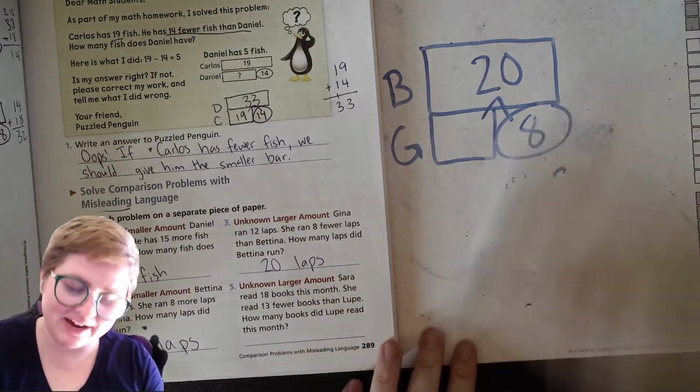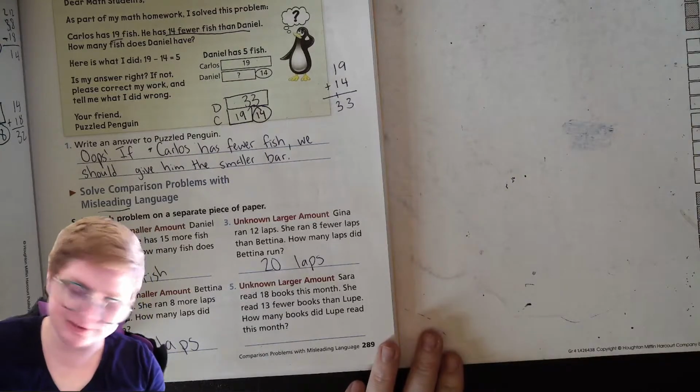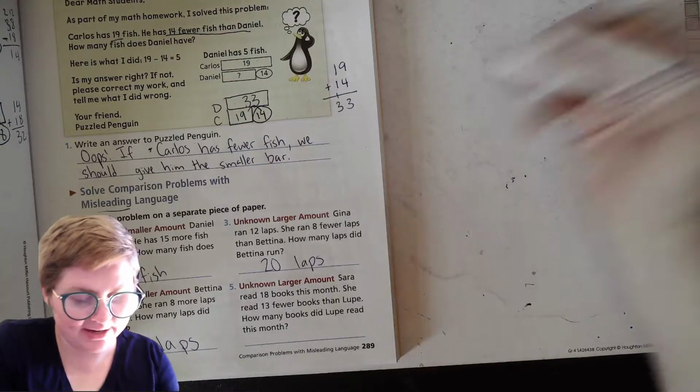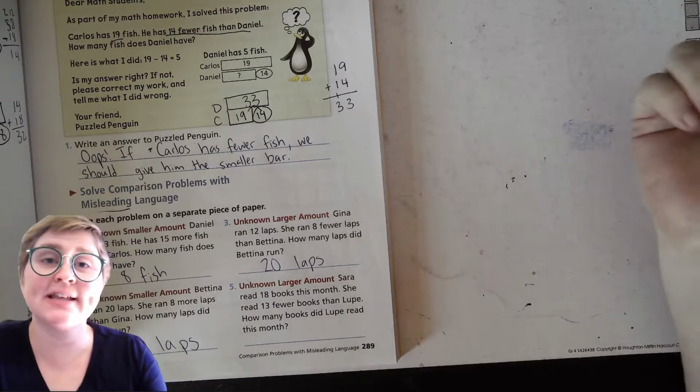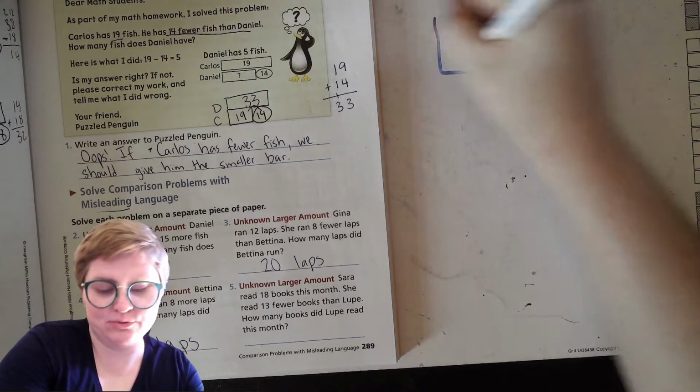All right, number 5. Sarah read 18 books this month. She read 13 fewer books than Lupe. How many books did Lupe read this month? So, draw.